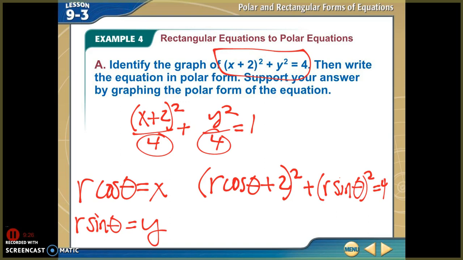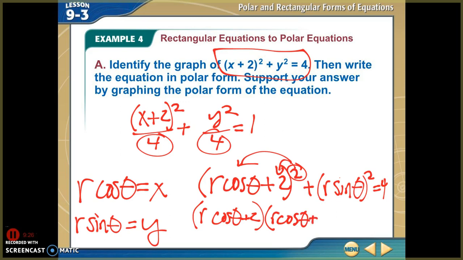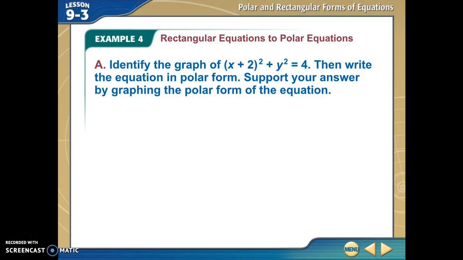One thing to be careful of is you cannot just distribute your squared. What you have to do is write out what this looks like: r cosine theta plus 2, and then r cosine theta plus 2. When you expand that out, you cannot just distribute that piece. So they're going to go through those mechanics. Using that first substitution is really the hard part of making sure you have those pieces in the right way.